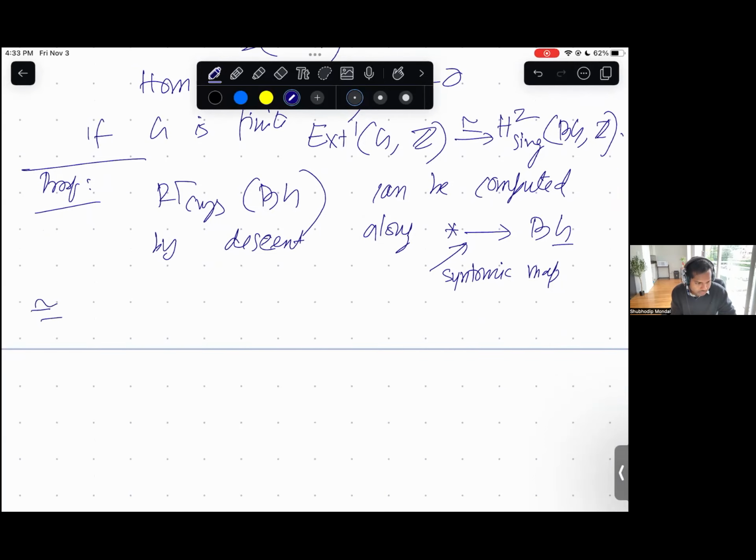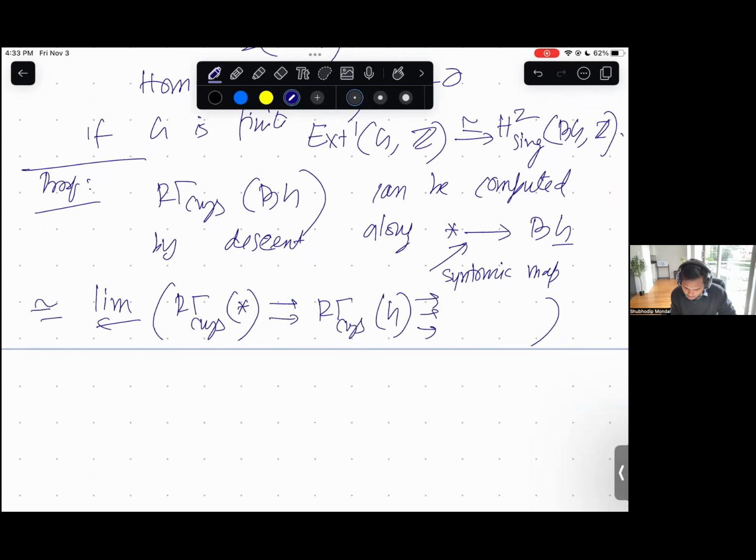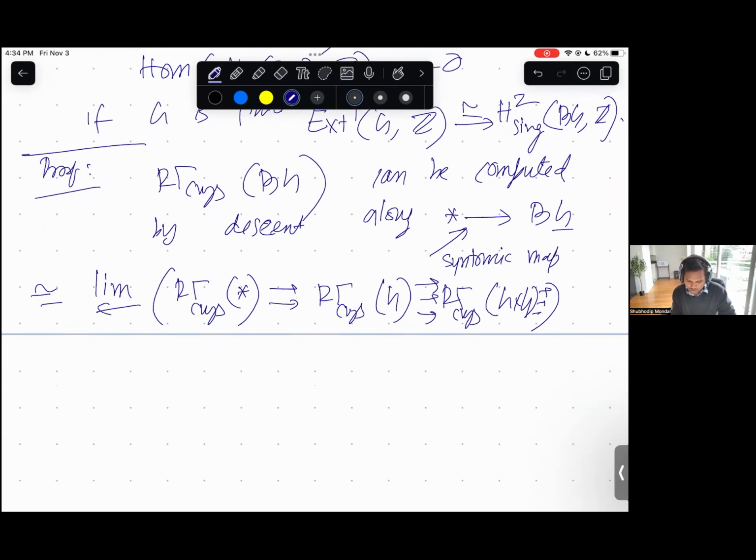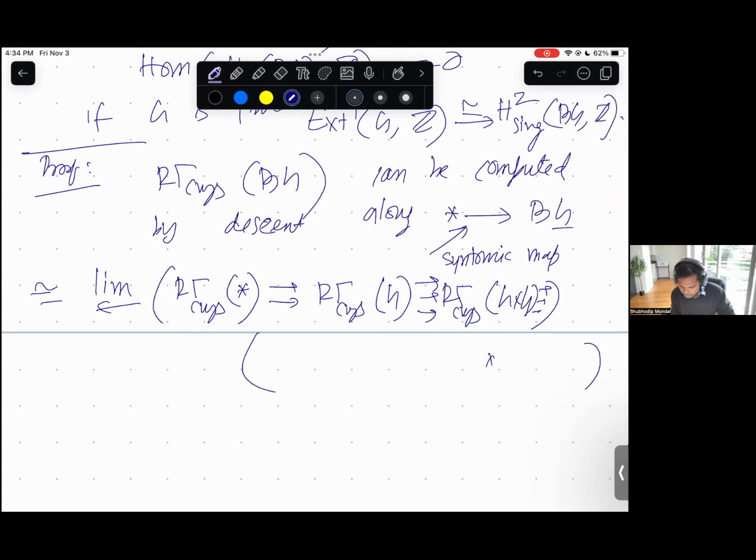And what that would say is that it can be computed by an explicit formula like this. This is just obtained by writing down the Čech nerve for this map.